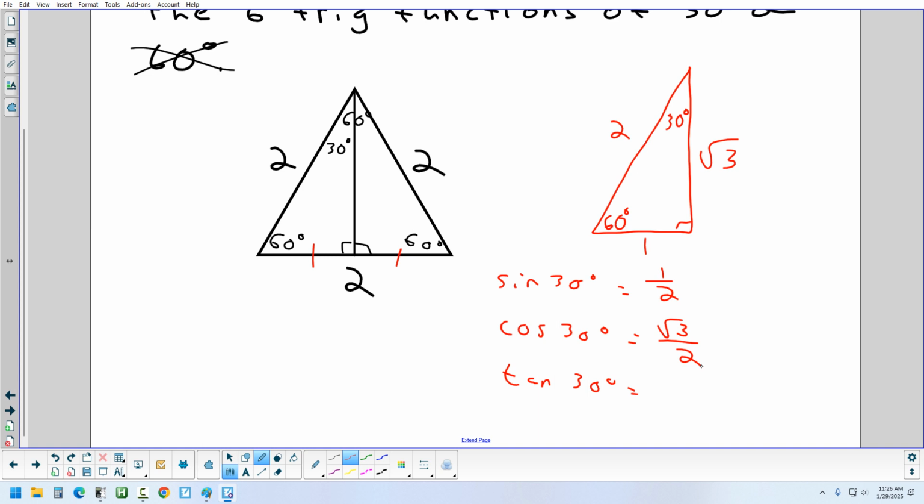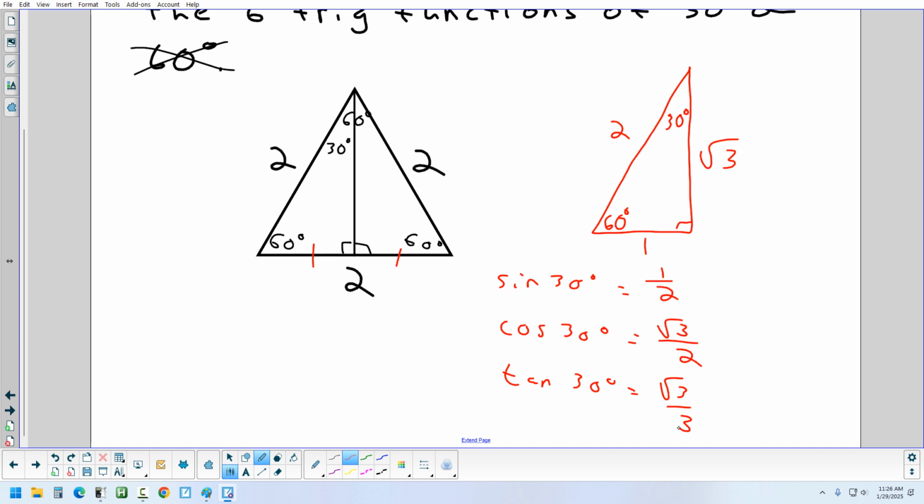Yeah. 2, right? Isn't it 2? The tangent of 30, no, it's not going to be 2. 2 would be the cosecant. Yeah. Is it root 3 over 3? Let's see, so it's opposite over adjacent, which is 1 over root 3, which turns into root 3 over 3. Yep.